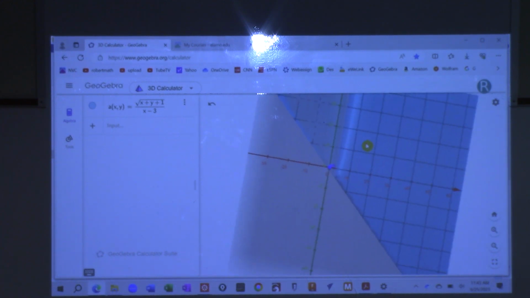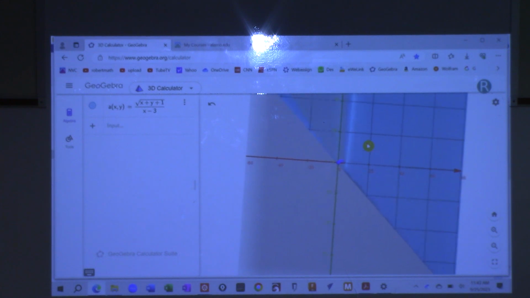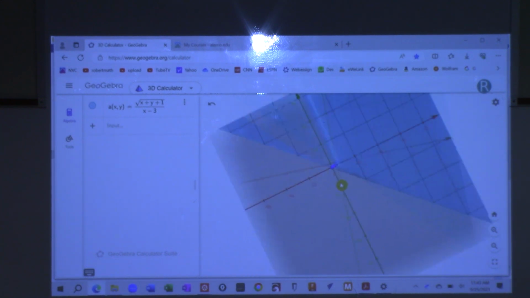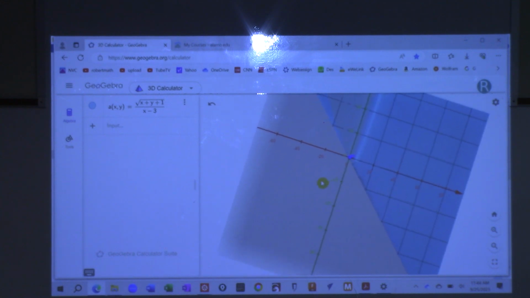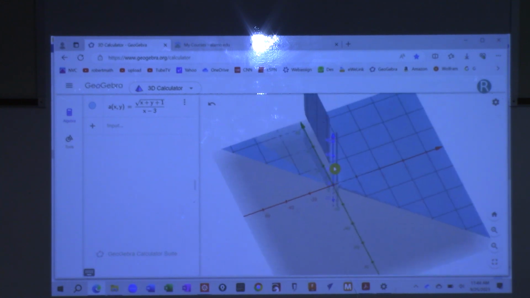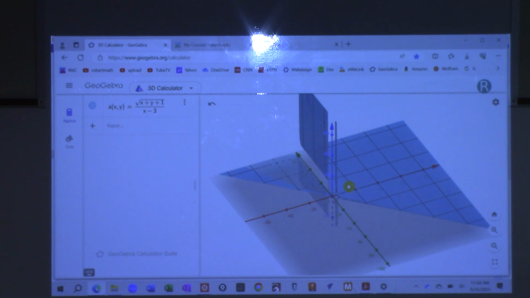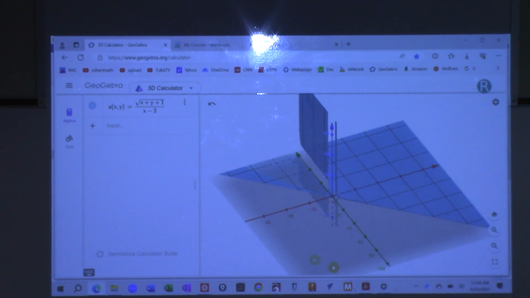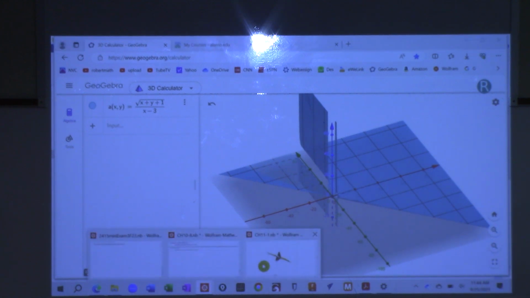Whoa. I'm trying to get it to do something else. All right. I liked mine better. But you get the idea, right? All right, so there's that one. Let's look at another example.